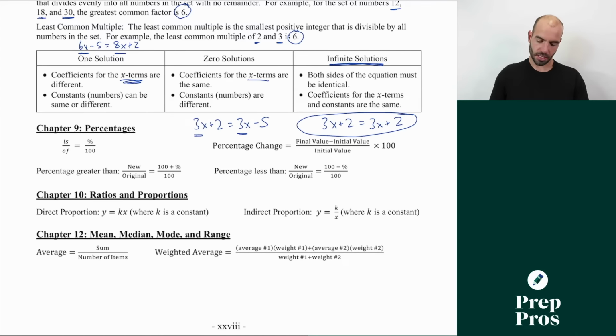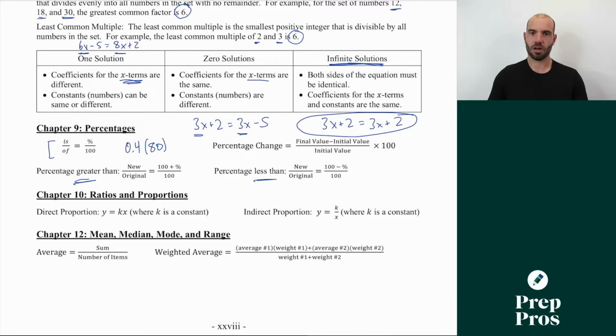All right, percentages, make sure you know how to do basic percentage stuff. You can use the good old is over of, percent over 100. You could also use the decimal trick where like 40% is like 0.4. So if you want to find 40% of 80, you can do 0.4 times 80. Both ways are fine. Also, make sure you remember how to do percentage greater and less. They love this on the ACT, so make sure you're comfortable.